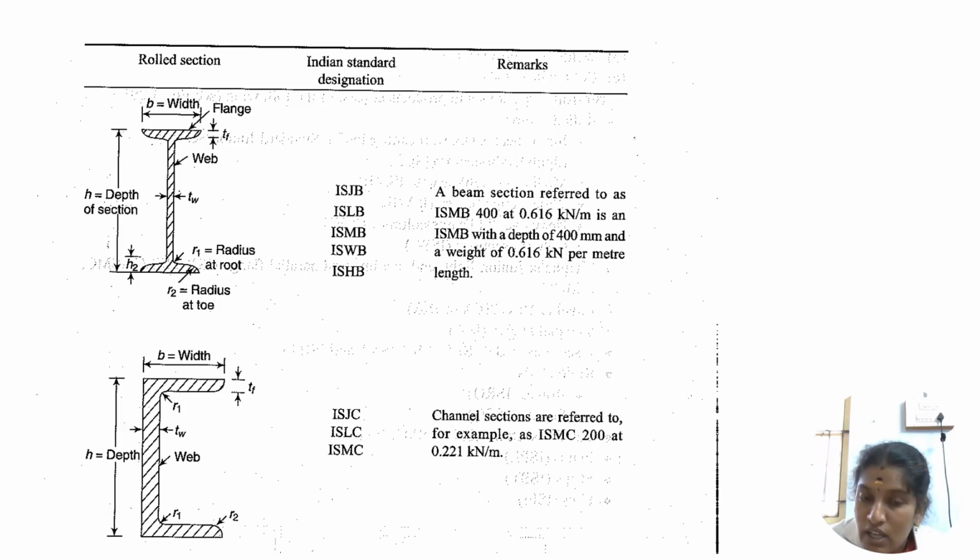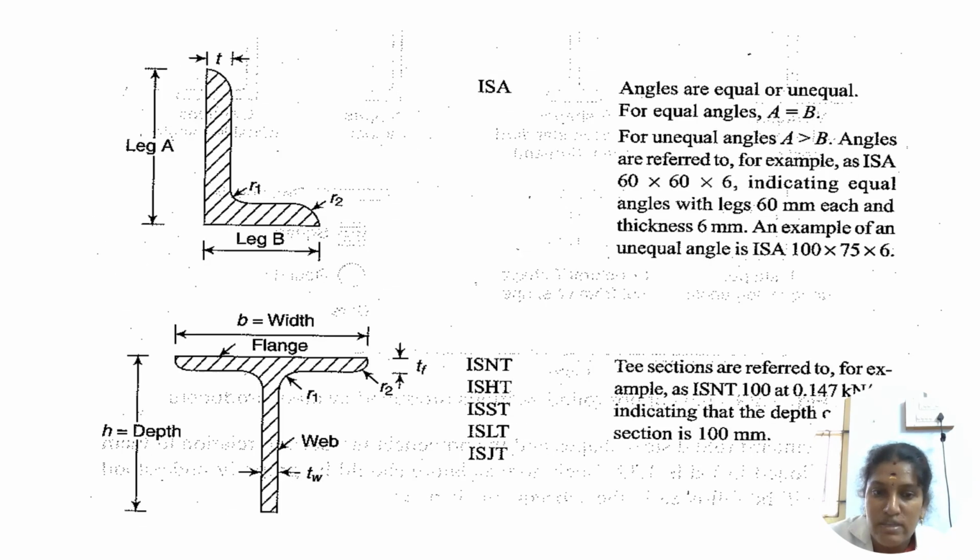What does that mean? We know ISMB means Indian standard medium beam. What is the 400? It is the depth of the beam. What is the 0.616? It is the weight per meter, the weight of the beam per meter. So we have to note these values for the calculations of the beam sections, right?